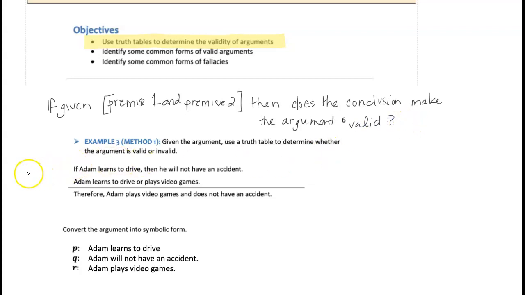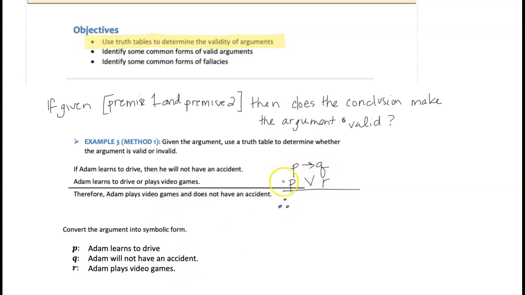So here we have our given information from premise 1 and premise 2, and we could rewrite those in symbolic notation. Premise 1 is a conditional: if Adam learns to drive, statement P, would be the antecedent. Then the consequent is he will not have an accident, which is statement Q. The second premise is a disjunction: Adam learns to drive, which is statement P, or, the disjunction, Adam plays video games, which is statement R.